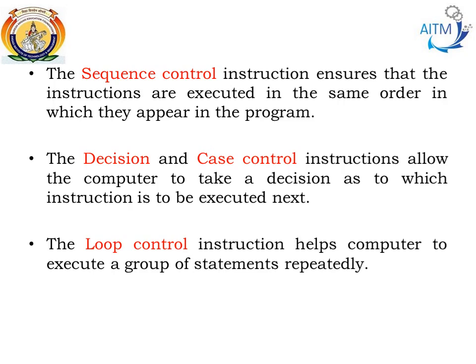The third control instruction is the loop control instruction, which helps the computer to execute a group of statements repeatedly. Here, again, the decision is based on the condition specified, and the statements will be repeated till the condition is true. Once the condition is false, the statements stop executing and the control comes out of the loop.